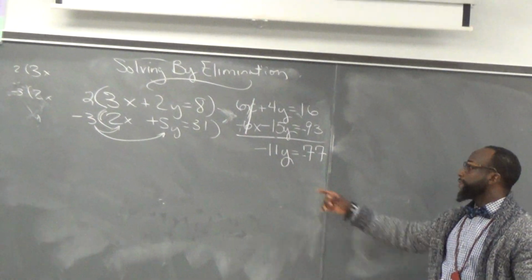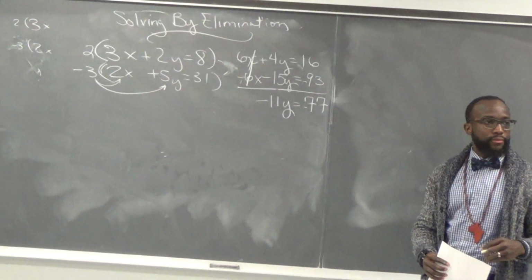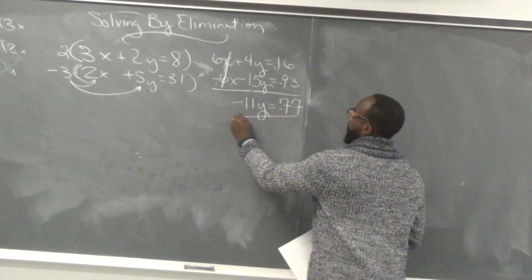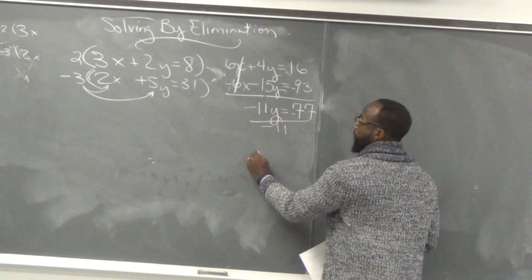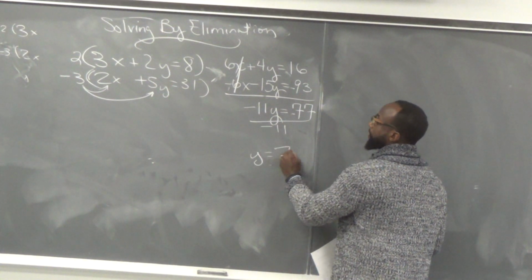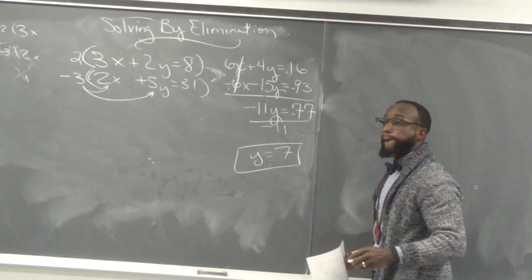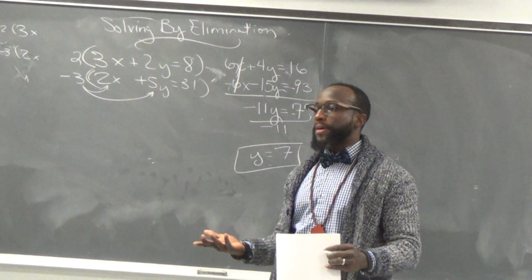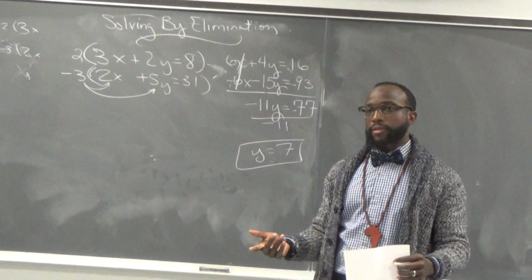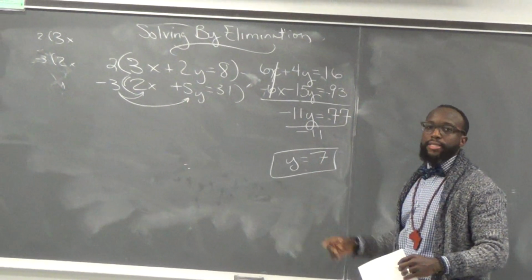Now solve for what? y. Divide by negative 11. y equals what? Positive 7. Why is it positive 7? Because it's both negative, and negative divided by negative is positive.